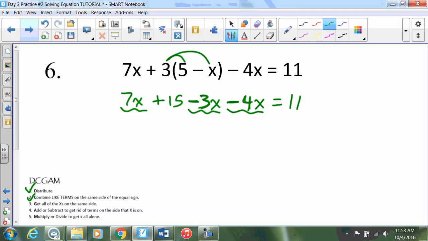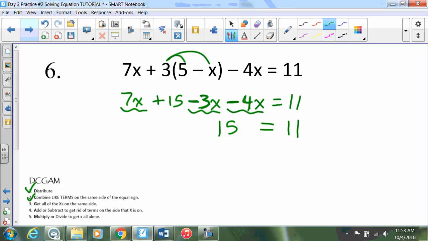So I could write 0x. But you know what? If I have 0 cookies, you don't see anything. So if I have 0x, we don't see anything. We don't write anything. So the x's are gone. And all I can bring down on the left side is a 15. I bring down the equal sign, and I bring down the 11. Wow, where'd our x's go?